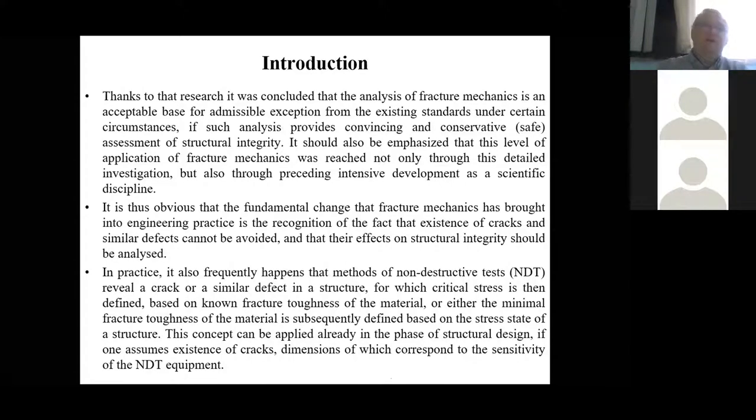So therefore, not only if NDT reveals cracks or crack-like defects, but we can also apply fracture mechanics, and this is especially important for fatigue, in the case when we assume there is a crack, as I told you, typically 1 millimeter long.